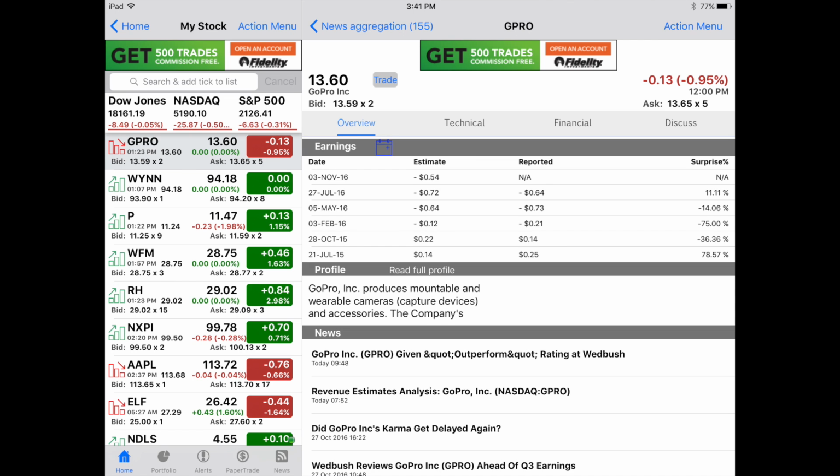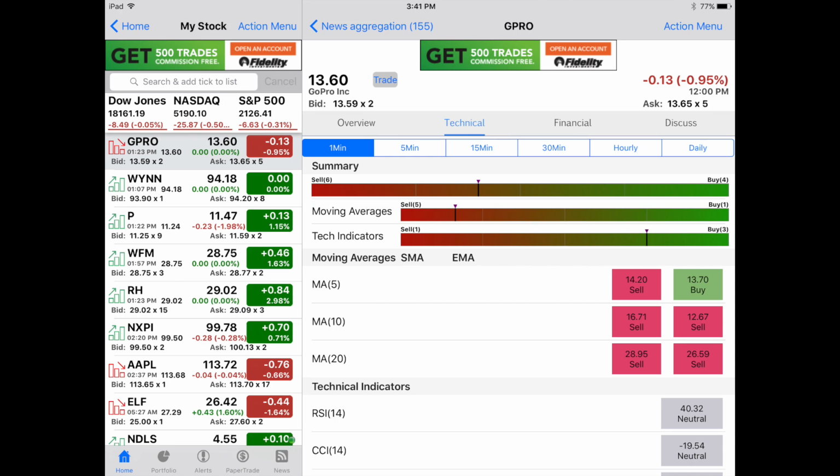Under that, it gives you a very short profile of what that company does. Below that, it shows you all the recent news stories about that company, which is very, very useful in my opinion. You can click on any one of those stories and read about your stock and whatever story was written about it. On the next page, I clicked on the Technical section, which is toward the top. There was an overview, which is what we were looking at before, and now we're on the technical part.